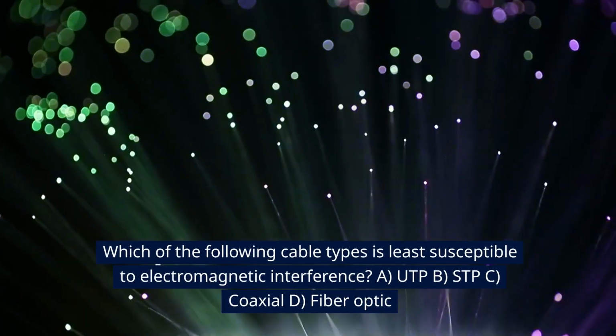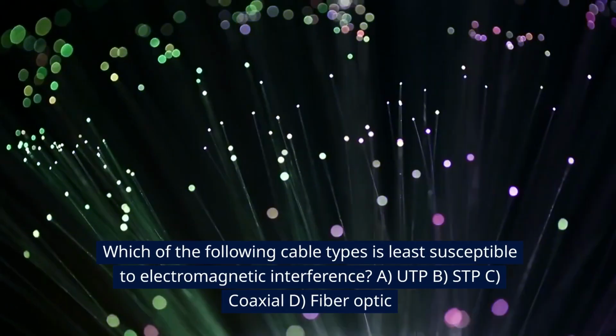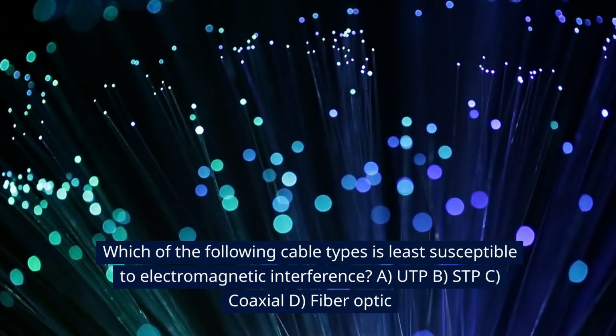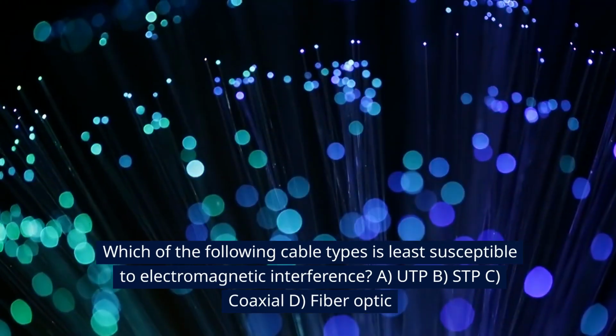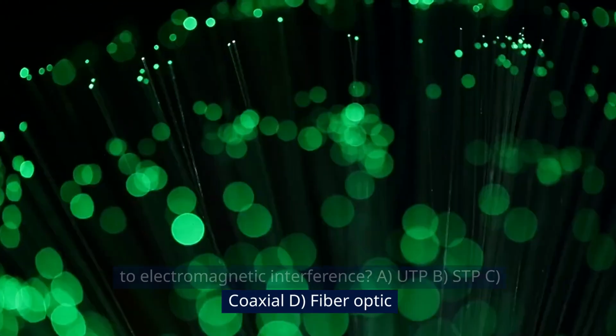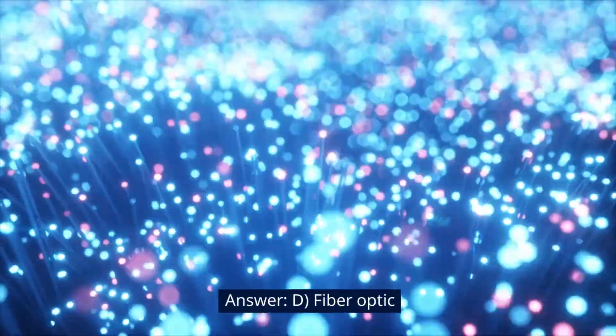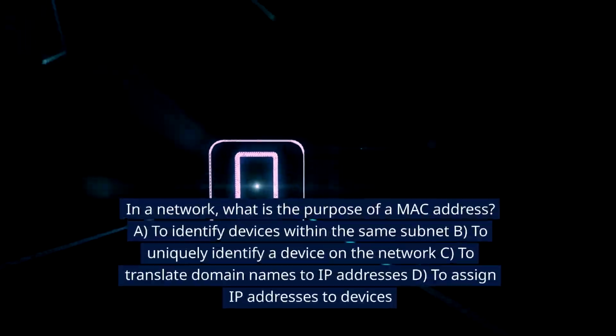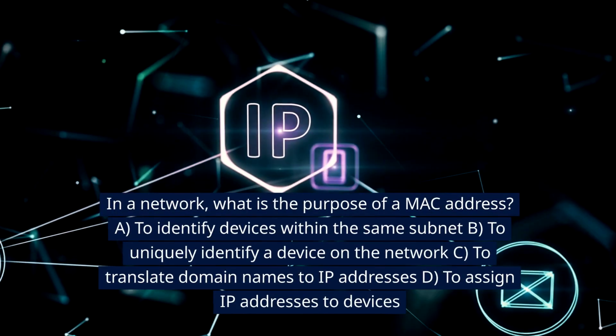Which of the following cable types is least susceptible to electromagnetic interference? A. UTP. B. STP. C. Coaxial. D. Fiber optic. Answer: D. Fiber optic. In a network, what is the purpose of a MAC address?